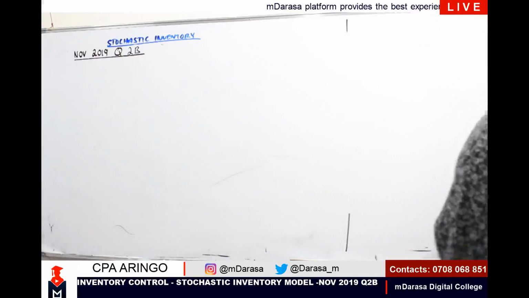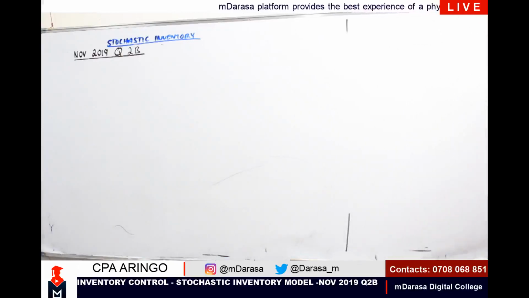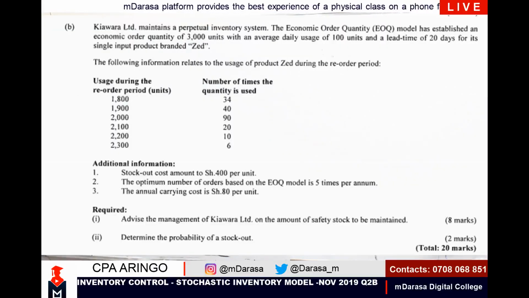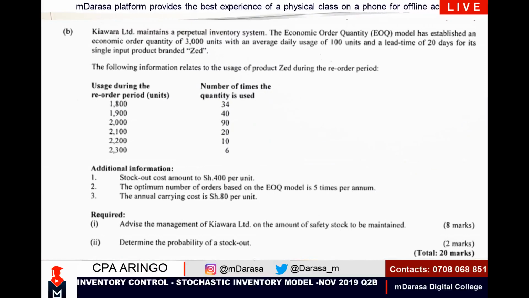Again, as usual, I'm going to share my screen, then we take a screenshot and work it out together. This is the question, November 2019, question number 2B, Advanced Management Accounting. We are told, Kiawara Limited maintains a perpetual inventory system. The economic order quantity model has established an economic order quantity of 3,000 units with an average daily usage of 100 units and a lead time of 20 days for each single input product branded Z. The following information relates to the usage of product Z during the reorder period.